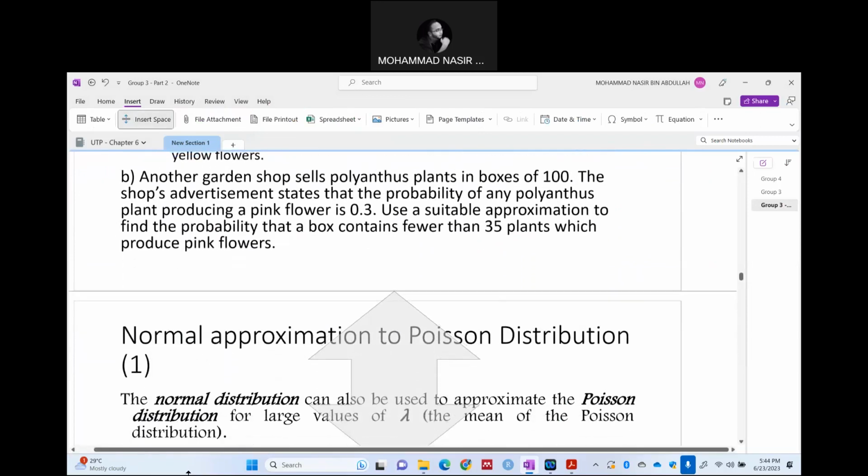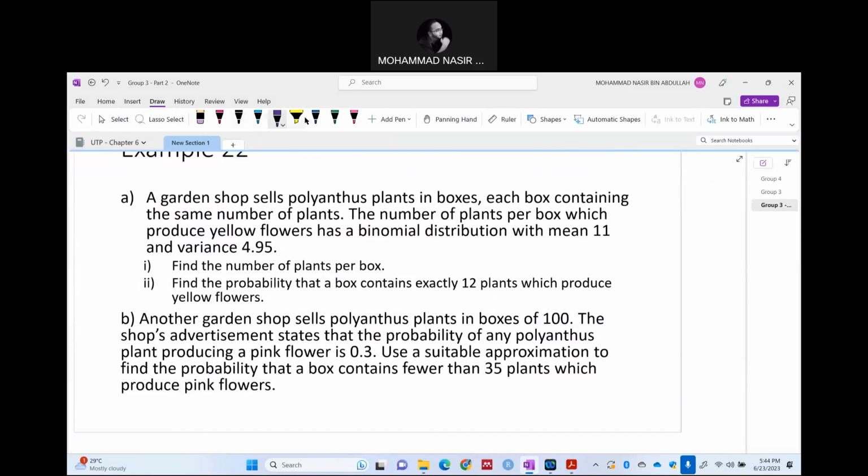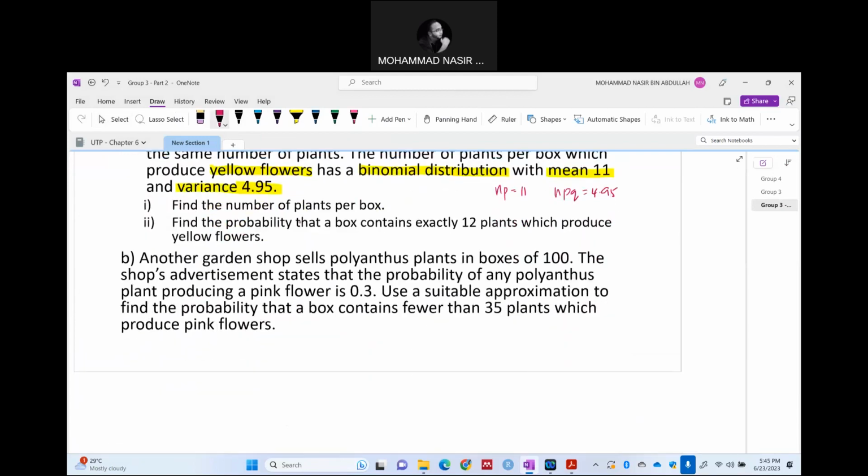example for binomial approximation. So a gardener sells polyanthus plants in boxes. So each box contains the same number of plants. The number of plants per box which produce yellow flowers has a binomial distribution with mean equal to 11, variance equal to 4.95. So X is having a binomial distribution and we don't know N, and P also we don't know. But we do know NP equal to 11 and NPQ equal to 4.95. Right. So we want to find the number of plants per box.